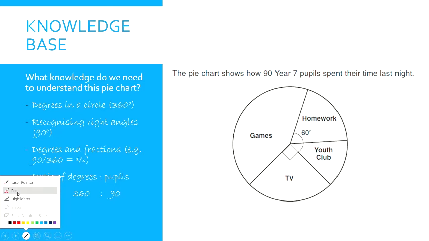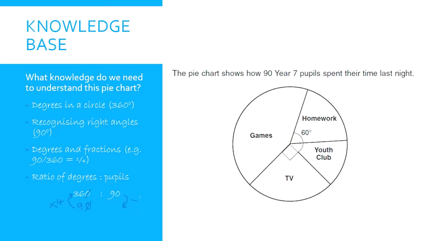As an example, here's my pen, if I've got 90 degrees for the TV, well, I might think 90 goes into 360, or 9 into 36, 4 times. So if I want to know how many pupils that would represent, I would do 90 divided by 4, using my knowledge of inverses, going in the other direction.